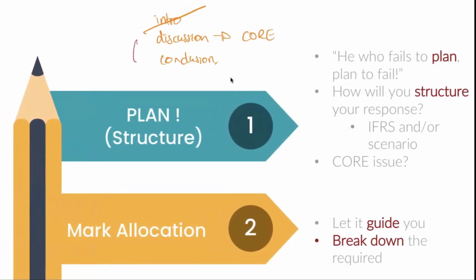The conclusion can be one sentence, as long as it logically flows and answers the core issue. For example, is it an agent or is it a principal? So based on the above factors, I conclude that it is a principal. Done. It's a consequential mark that you will get, but it has to tie back to the core issue.